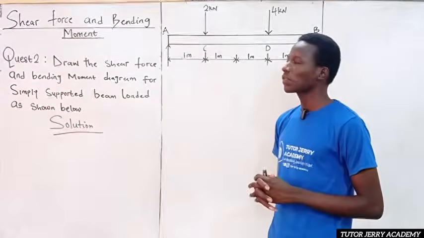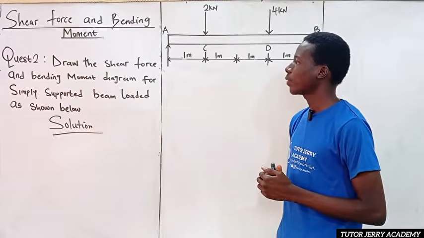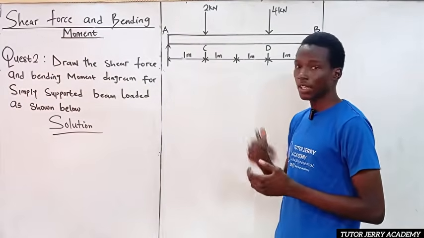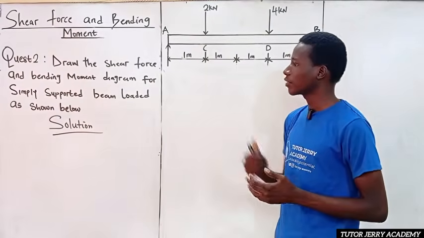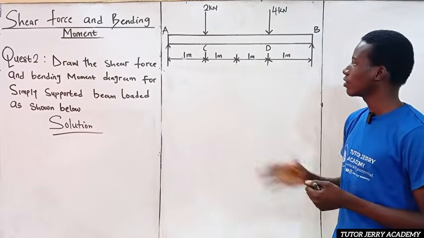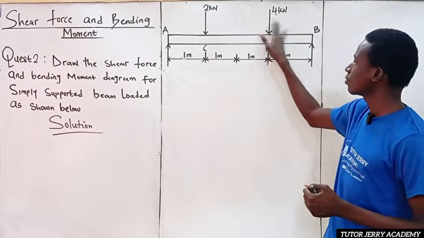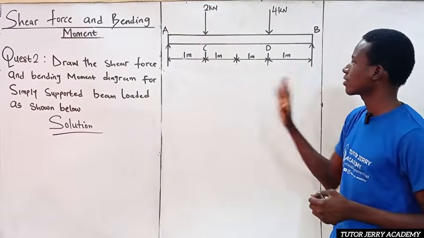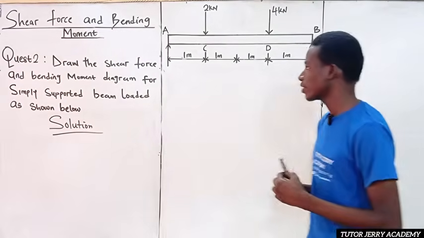In this class, we are going to be looking at our second numerical on shear force and bending moment. Of course, we are still on the simply supported beam with concentrated load cases, so we are solving numerical on that. The numerical on the board is numerical 2, which says that we should draw the shear force and bending moment diagram for this simply supported beam. The beam has two concentrated loads, one 4 kilonewton and another 2 kilonewton, over a total distance of 4 meters. So we are asked to draw the shear and bending moment diagram.